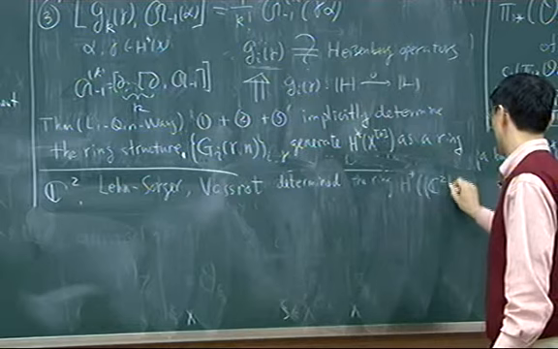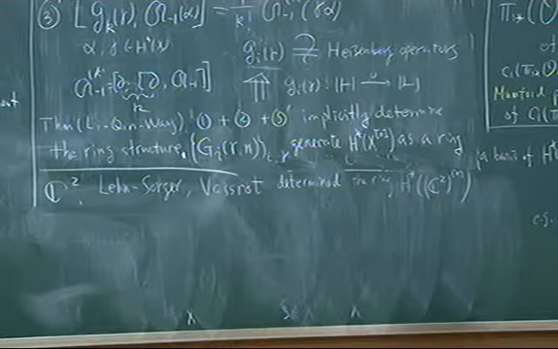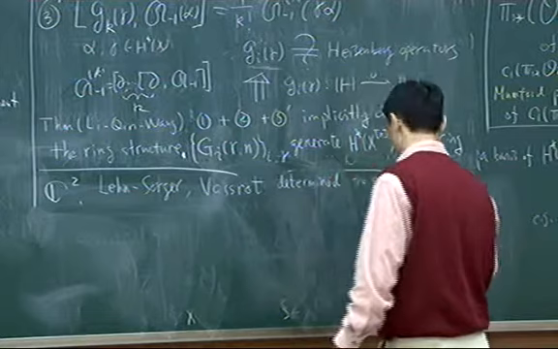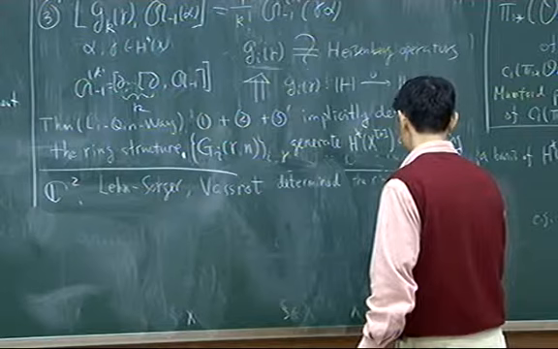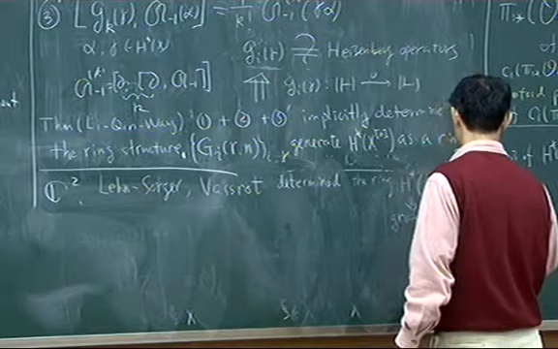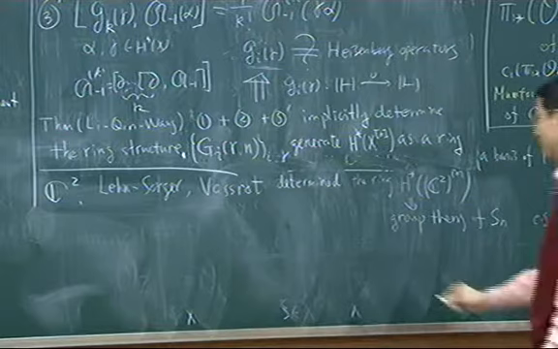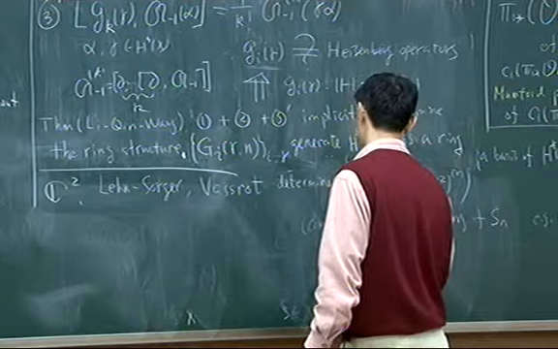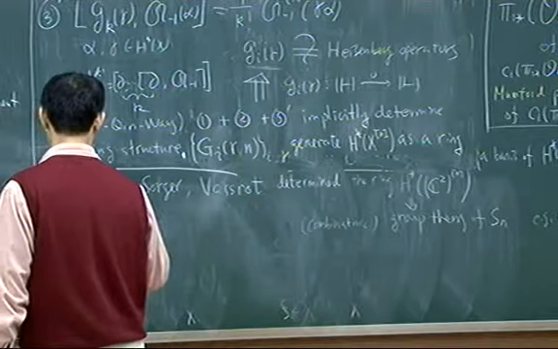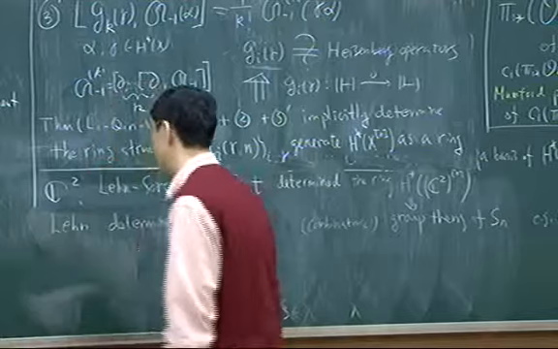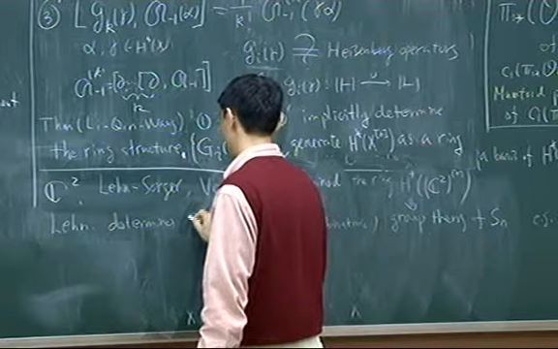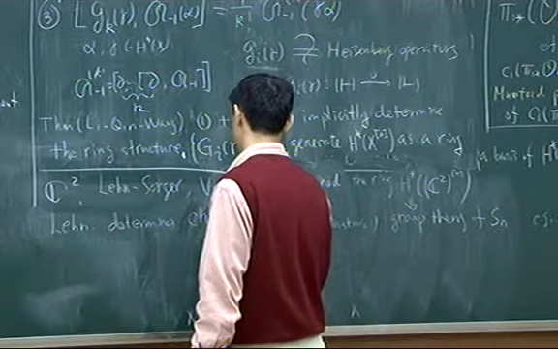Okay. So Lehn and Sorger-Vasserot determine the ring structure by relating this ring structure to group theory of symmetric groups. So quite combinatorial. And also Lehn determines, meaning has an explicit formula. It's not implicitly determined. It really determines the Chern characters of C^2 in terms of Heisenberg operators. So for C^2.